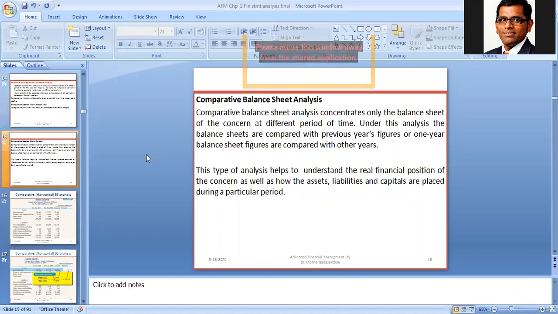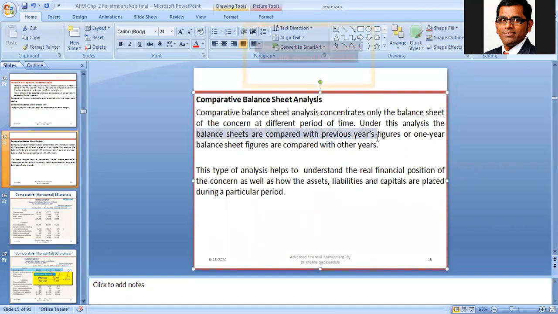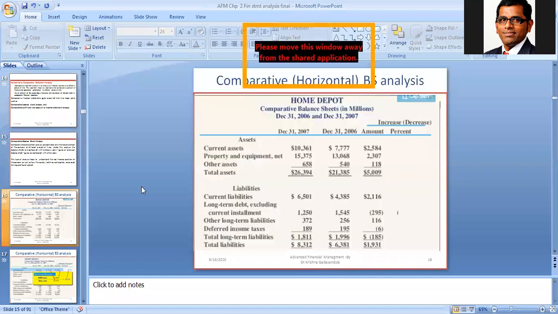Comparative balance sheet analysis. You know how a balance sheet is prepared, and this balance sheet is compared with the previous figures, where one year's balance sheet figures are compared with another year's. Okay, so we'll see this. This is one of the company's balance sheets. This is the comparative balance sheet of the Home Depot company. All figures are in millions.